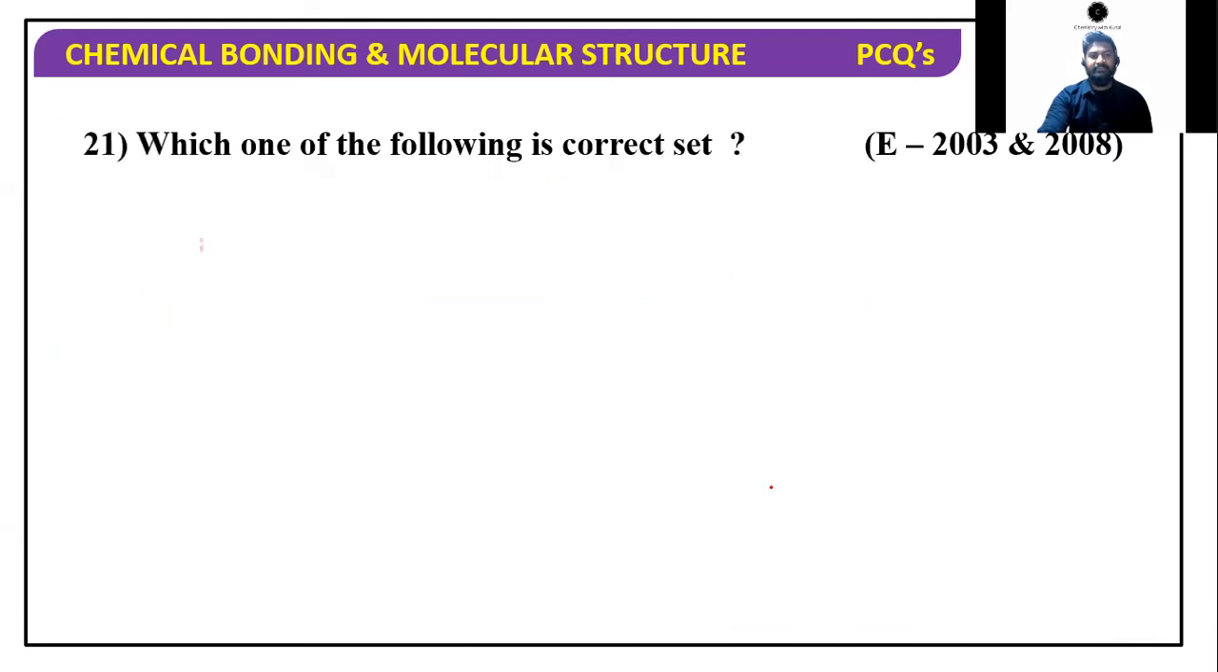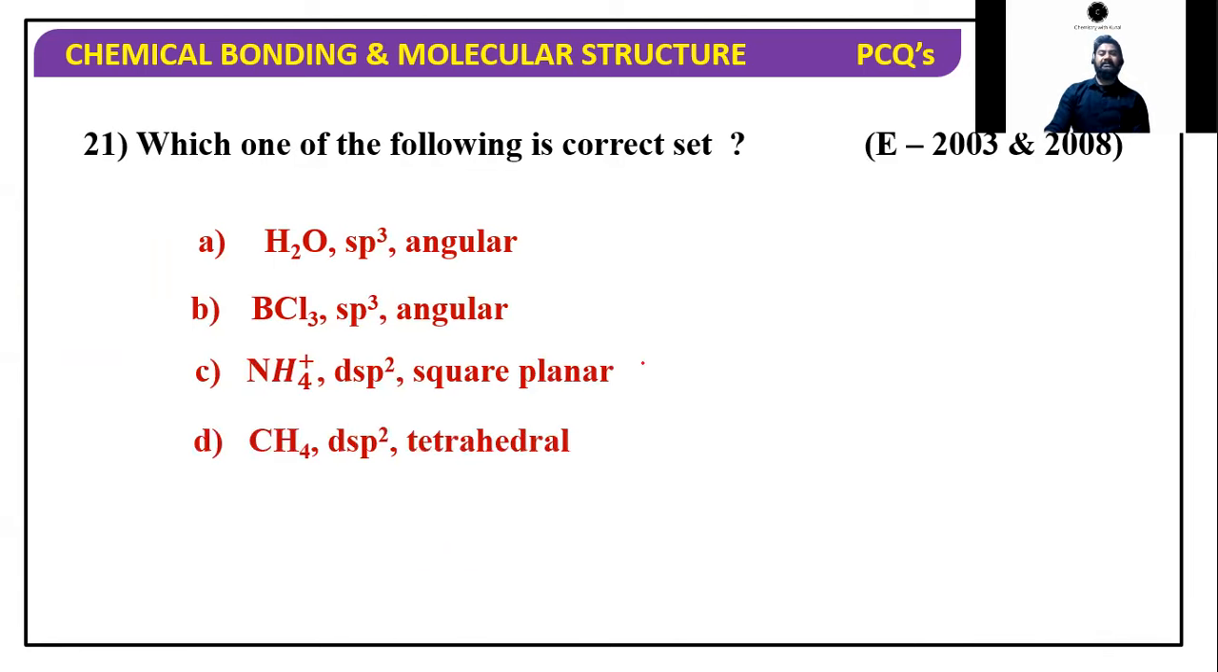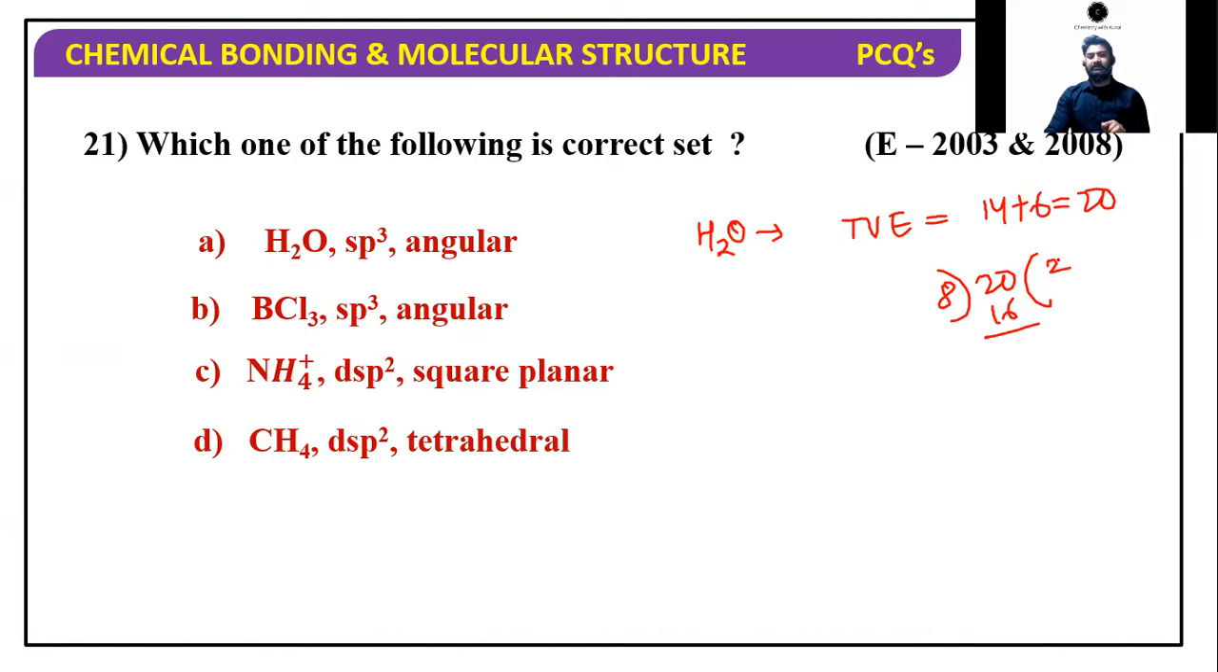Good. Next question. Which of the following is the correct set? That means they're asking which of the following is the correctly mapped hybridization or shape. So let's do it. We just did the water thing. How to do it? Find the total valence electrons. How much is that? 7 into 2, 14, plus 6, 20. Divide 20 by 8 first, what will happen? You will get, yes, excellent, 2 and 16, and then 4, 2. So the water molecule has 20 divided by 8, 16.